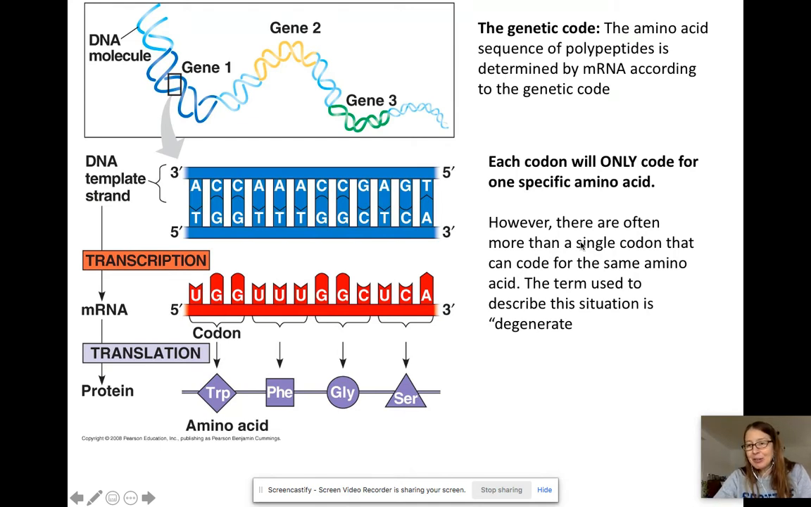However, as you'll see when we're looking at the mRNA table, sometimes there's more than one codon that will code for the same amino acid. So just because UGG codes for tryptophan doesn't mean there's not another codon that also codes for tryptophan. However, UGG will always only code for tryptophan, not another amino acid. Okay, let's take a look.